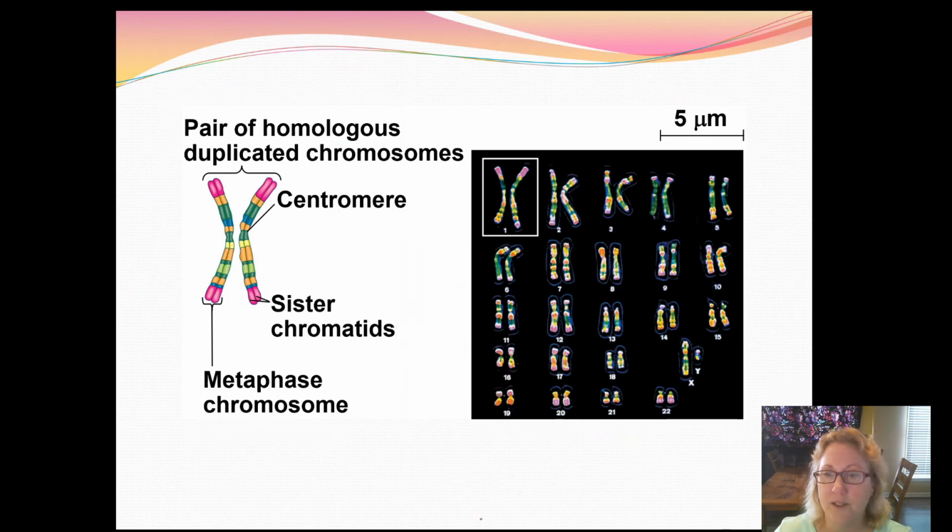Let's see here. So the 22 chromosomes are the autosomal chromosomes, and then we have a pair of sex chromosomes. The X and the Y chromosomes are called the sex chromosomes, and for the vast majority of individuals, if you have XY chromosomes, you're going to be male. If you have XX chromosomes, you're going to be female.